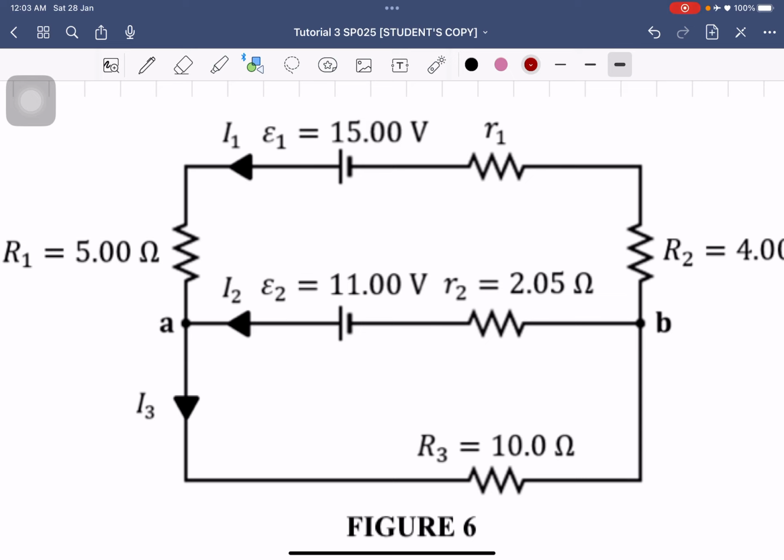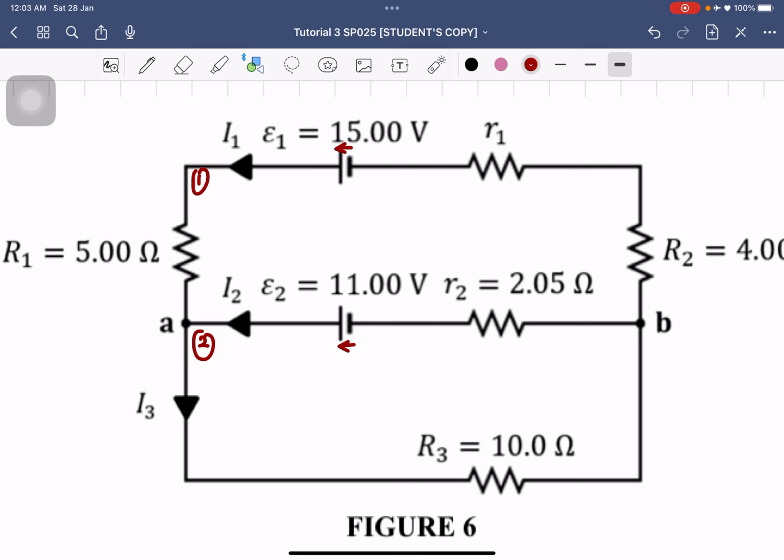This helps me to decide what is the direction of the loop that I want. So we have two loops here. This is the first loop, this is the second loop. Actually, I forgot to label the direction for each of the resistors, because remember, for the loop rule we have to look at the direction of the current for each of the resistors.